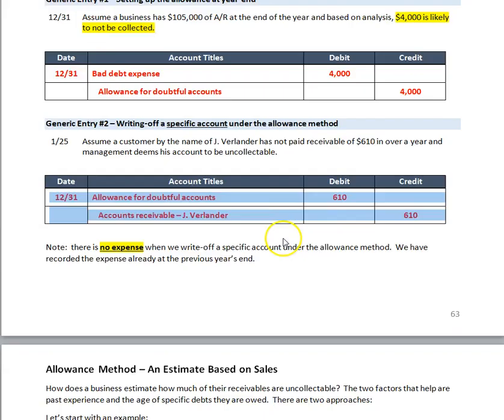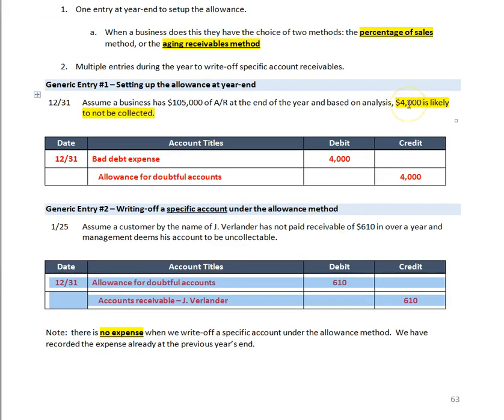Alright, now we're going to go back to the previous problem. How did they determine this 4,000? So we're still talking about AR. We're still under the allowance method. How do they determine how much is not likely to be collected?